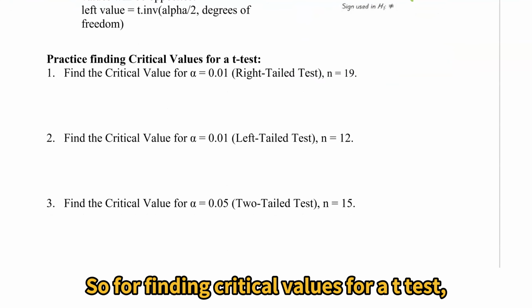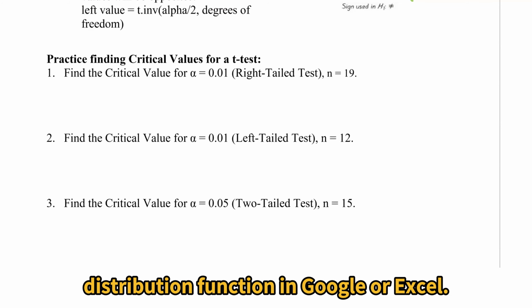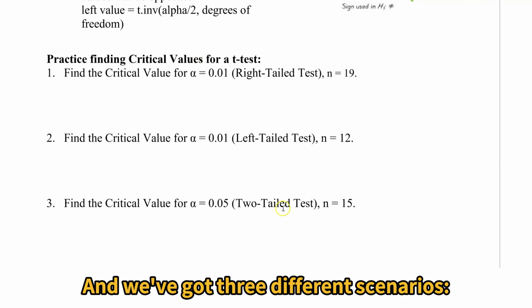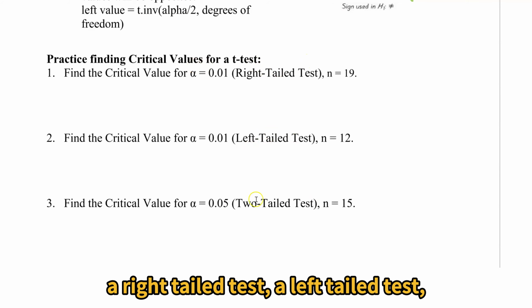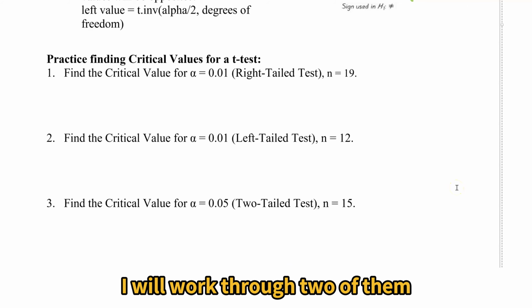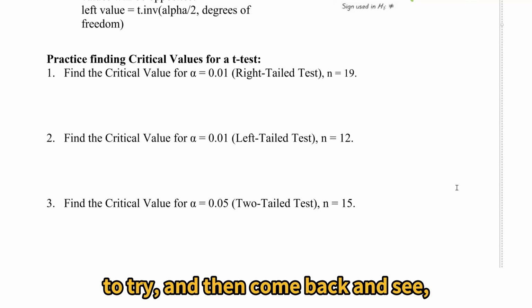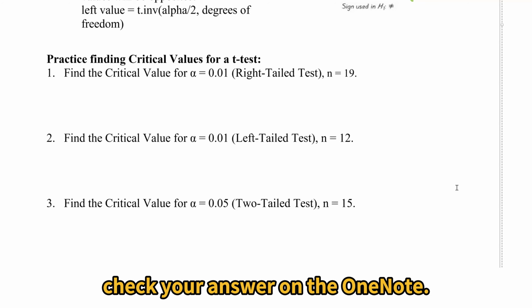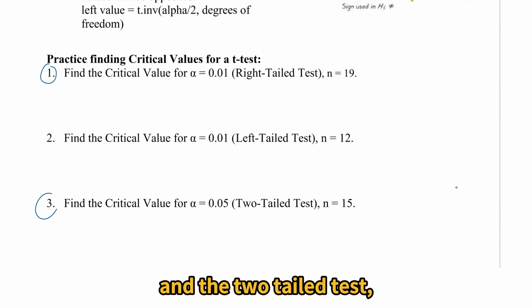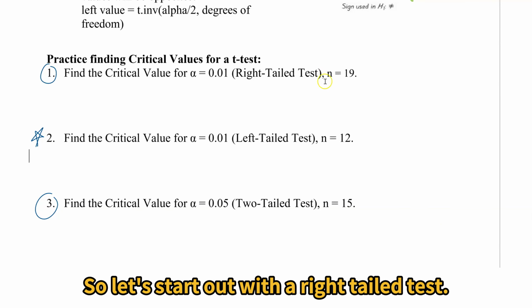So for finding critical values for a t-test, I just want you to get used to using the t-distribution function in Google or Excel. And we've got three different scenarios: a right-tailed test, a left-tailed test, and a two-tailed test. We know n, and we know our significance levels. I will work through two of them, and I'm going to leave the third one for you to try, and then come back and check your answer on the OneNote. So we'll do the right-tailed test and the two-tailed test, and I'll leave the left-tailed for you to try on your own. So let's start out with a right-tailed test.